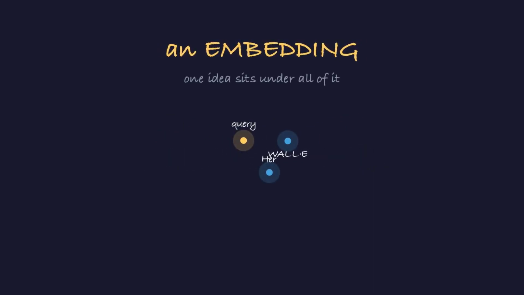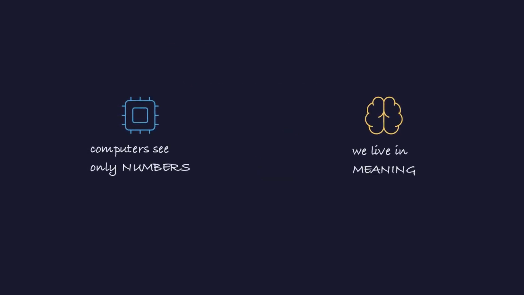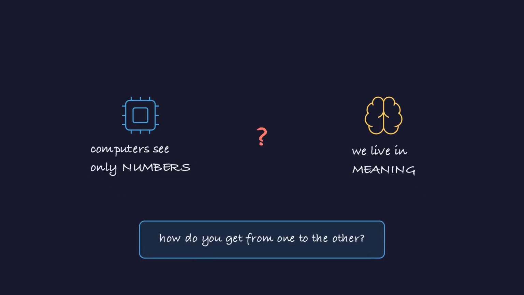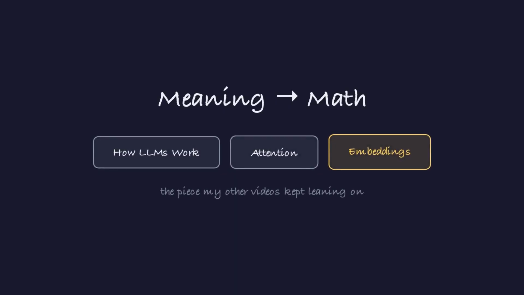It's called an embedding. And it's the answer to a deceptively hard question. How do you get a computer, which only understands numbers, to understand meaning? Let's break it down. This is the piece my other videos kept leaning on but never fully explained.